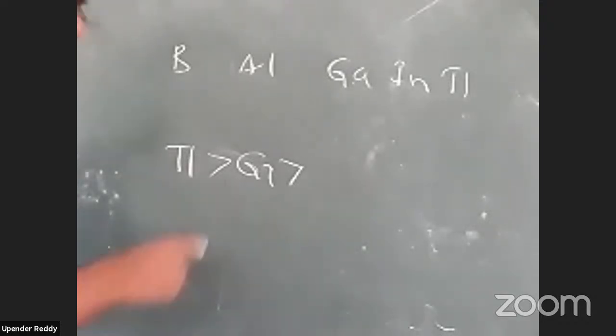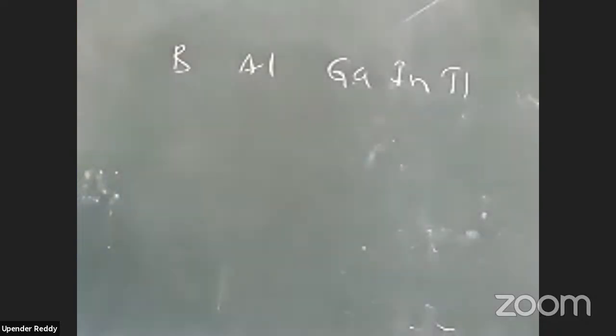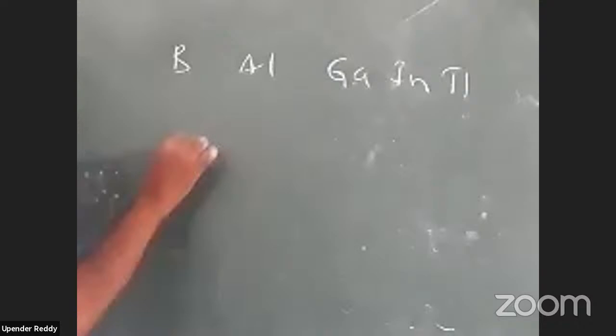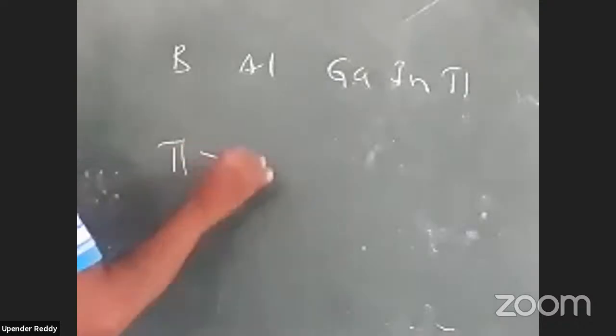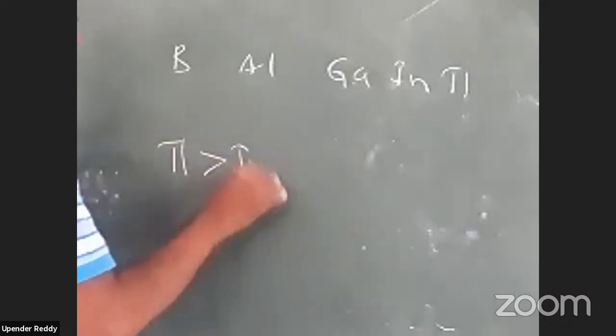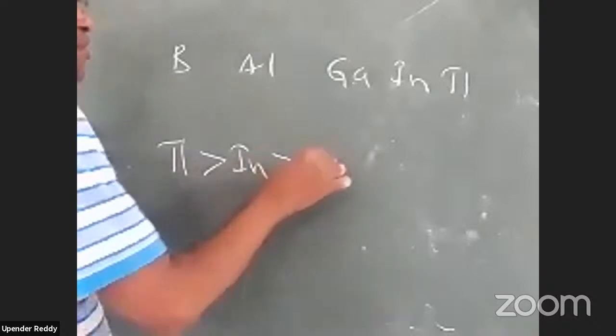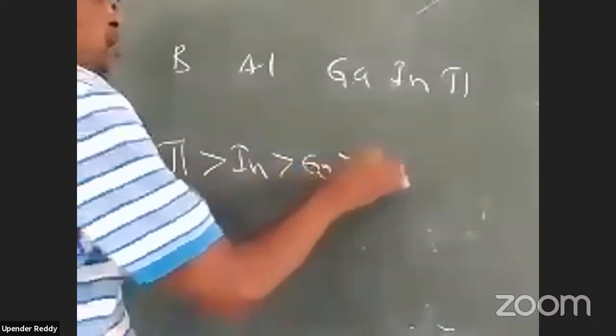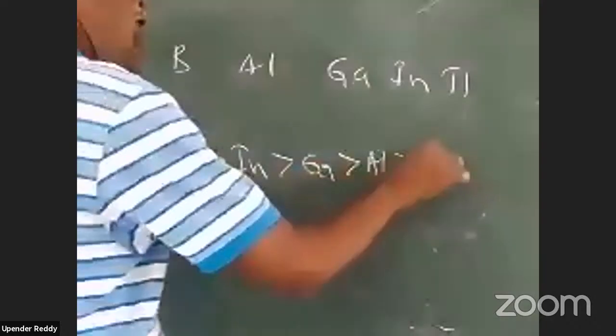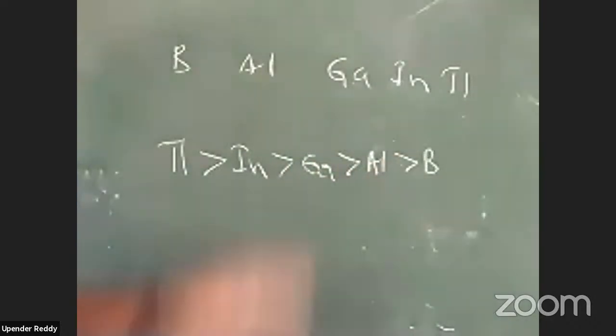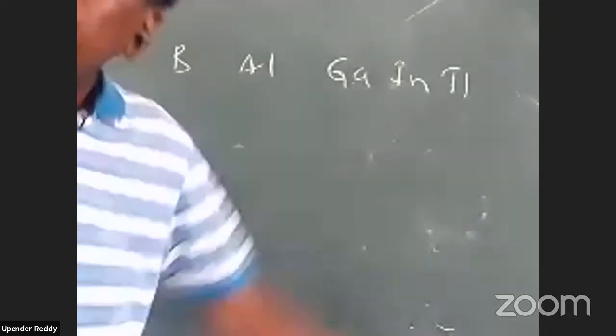After thallium, according to you, first thallium, next indium, next gallium, next aluminium, next boron. According to your knowledge, yes or not? From top to bottom, size increases. Okay, no problem. But you are going to wonder what the sizes are.